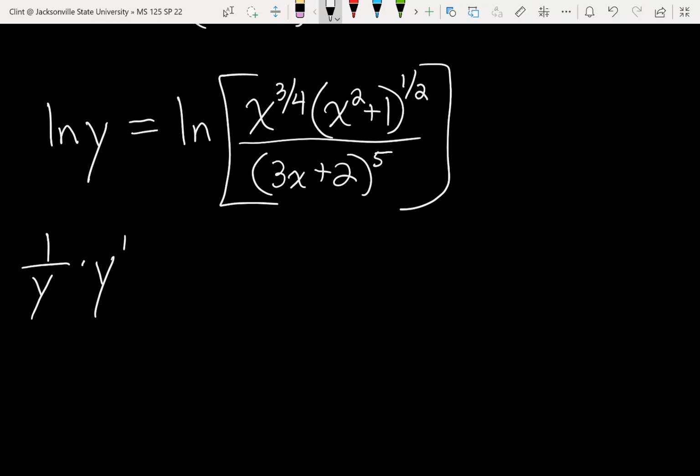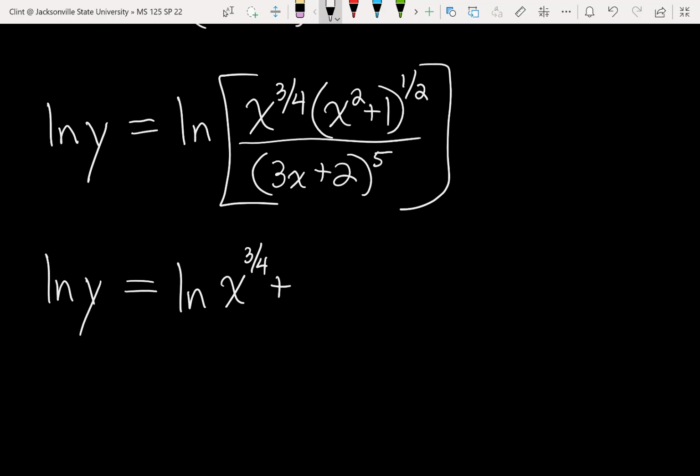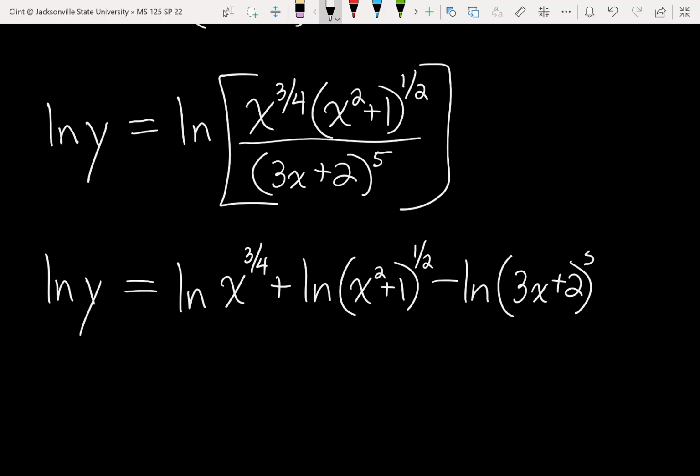So let me back up just for a second, because let's use our properties of logarithms before we start getting into this. What can we do? We've got a product and then division, so we can split that thing apart. And we can call this natural log of x to the 3/4 plus natural log of x squared plus 1 to the 1/2 minus natural log of 3x plus 2 to the 5th.